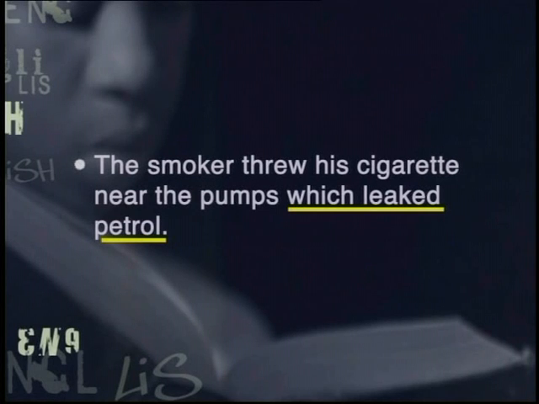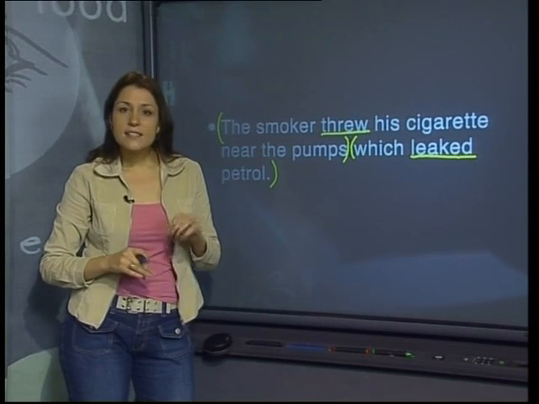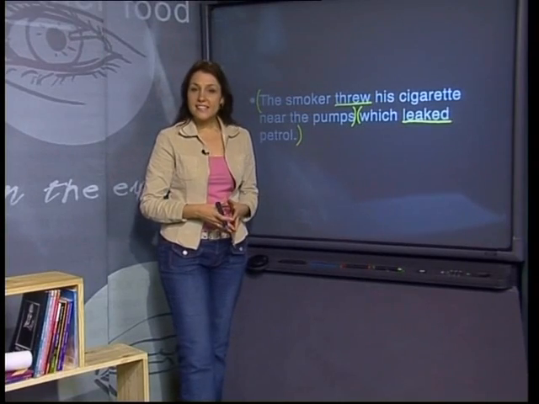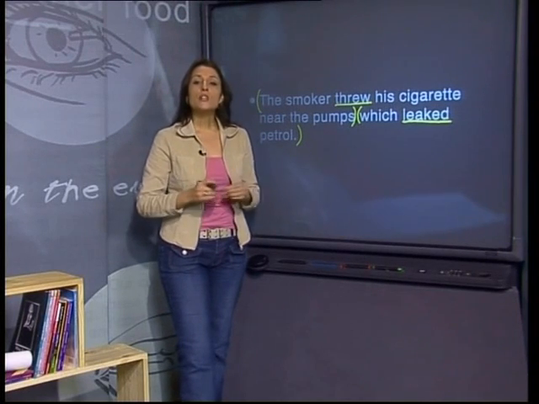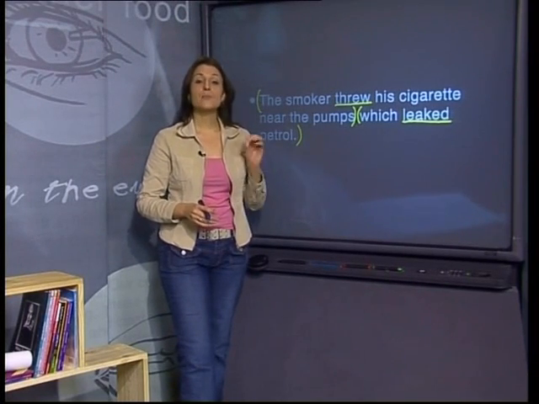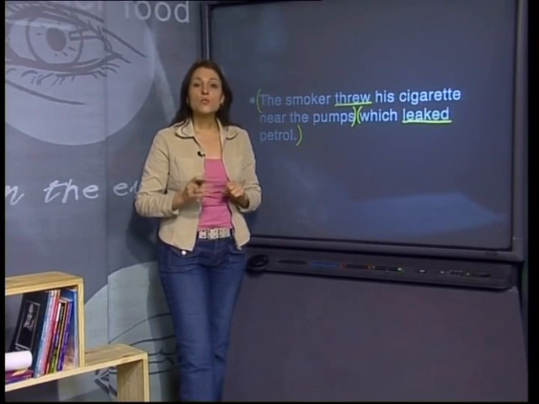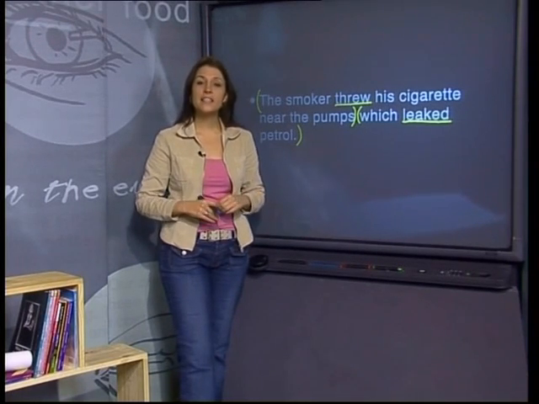From this, we can work out which leaked petrol is a subordinate clause. It gives more information, but it can't stand on its own. Do you remember that clauses sometimes behave like a part of speech? Take another look at this sentence, specifically the subordinate clause. What are the words doing? They are telling us more about the noun pumps. This clause works as an adjective because it gives us more info about the noun.